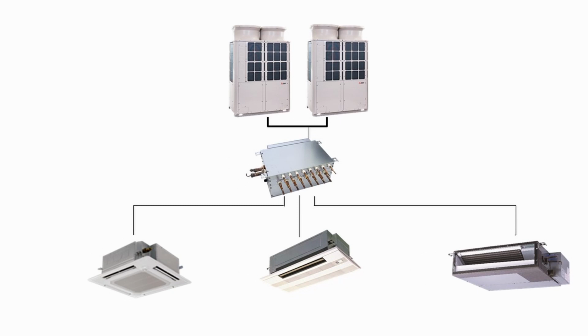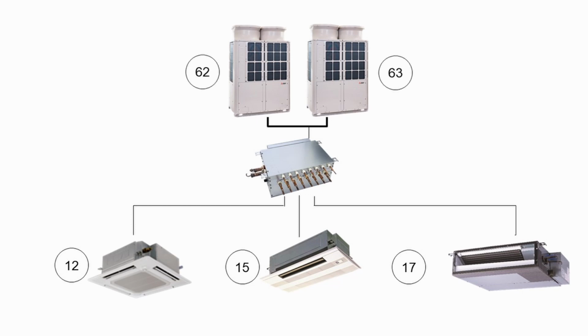Now let's look at a twinned R2 system. In this case, we'll address the indoor units 12, 15, and 17. That would make our outdoor units address 62 and 63. When we have twinned outdoor units, the addresses will be sequential.